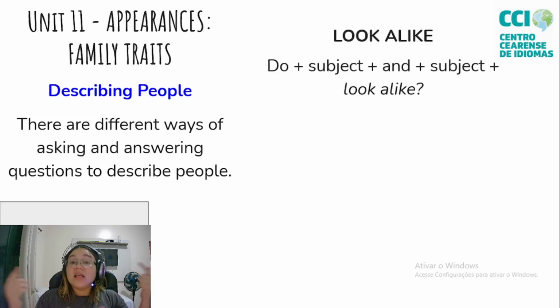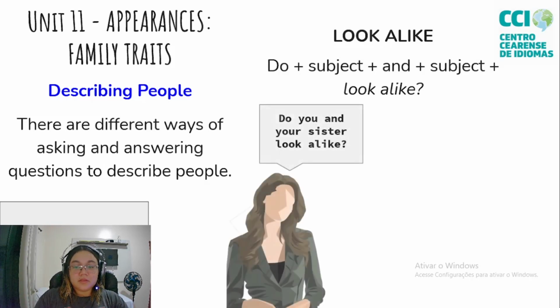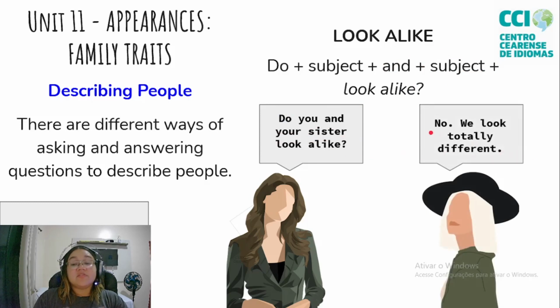But look alike is to ask about if someone looks like someone else. So let's see here. Do you and your sister look alike? It's this structure. Do you, right? You is the first subject. And your sister is the second subject. Look alike. And the woman answers, no, we look totally different. So do you and your sister look alike? She wants to know if her sister looks like her, but she doesn't. They're totally different.